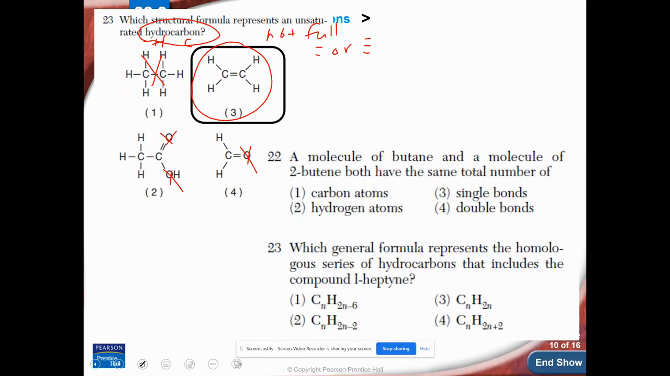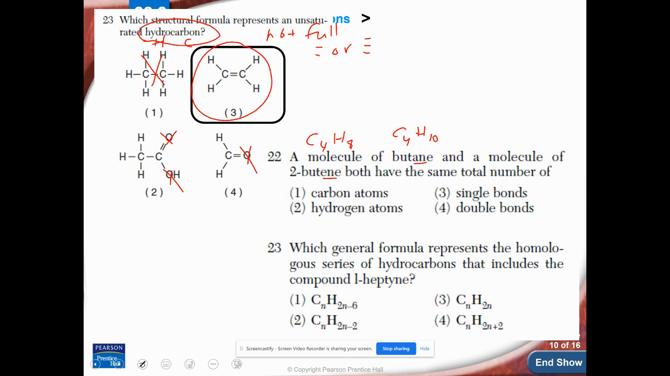All right, so we have a molecule of butane and a molecule of 2-butene. If I have butane, that's C4, and it ends in ANE, so it matches 2N plus 2 from table Q. So 4 times 2 is 8, and then add 2, that's 10. And now I have butene, so that is C4, and it has to match the general formula that ends in ENE on table Q. This is H8. So now let's look at my choices.